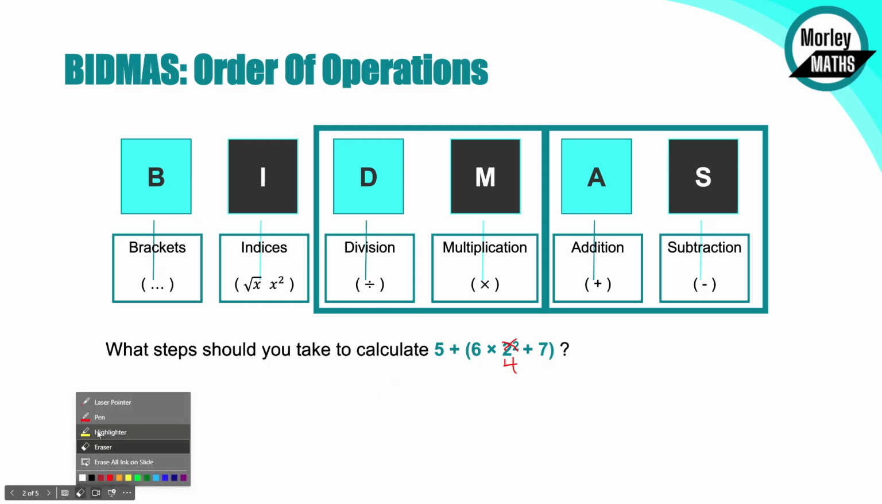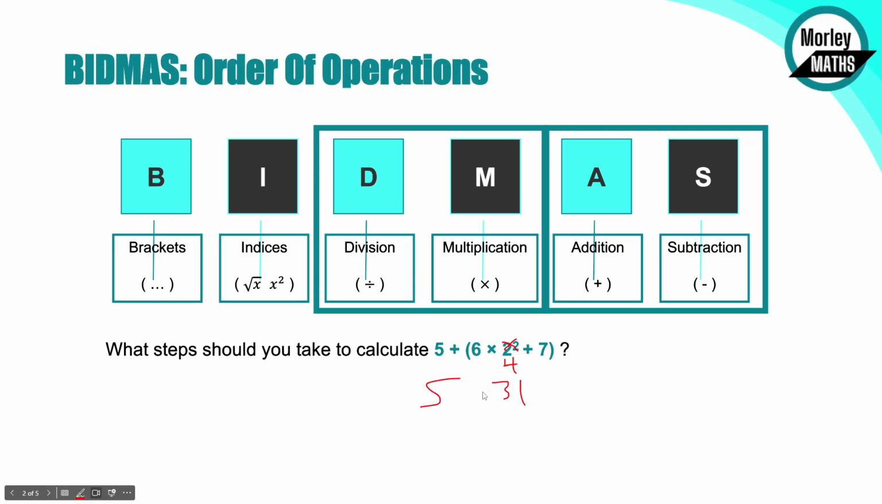So the next bit within our brackets is the multiplication, if we're following BIDMAS. So it would be 6 times 4, so 6 4s are 24, and then we're going to plus 7, so 24 plus 7 is 31. So the value of those brackets is 31. So all we've got left is to plus the 5 as our final part. So the answer to that question is 36.